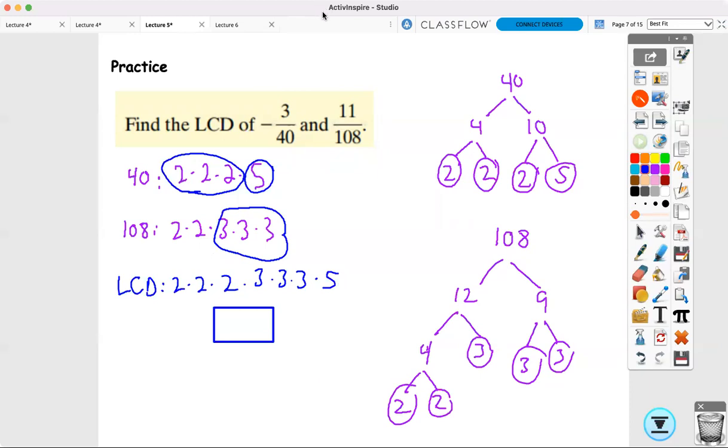Let me look at the chat real quick. Valishka and Kayla, they got 1,080. That's what you should have gotten.